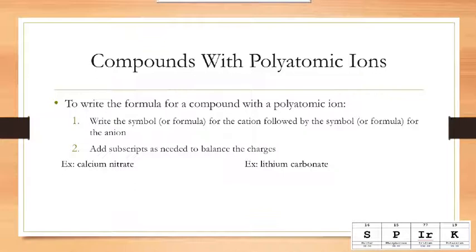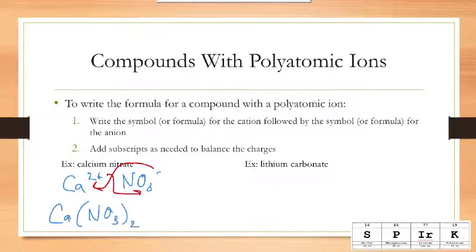So if we have calcium nitrate, we know that calcium is Ca2+ and our nitrate ion is NO3-. So just like we did before, we can crisscross our charges. But what we run into here is that now we have a 2 outside of our nitrate, telling us that we have 2 nitrate ions. So when we write the formula for that, we need to indicate that by parentheses. Those parentheses tell us that we have 2 nitrate ions.